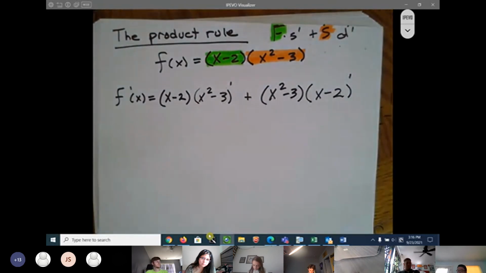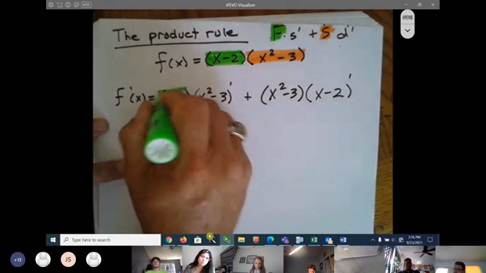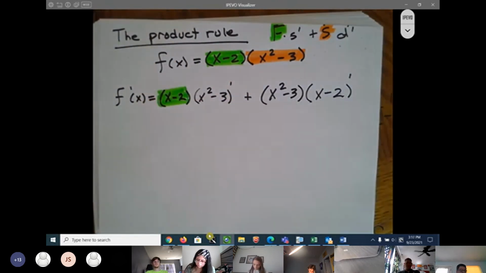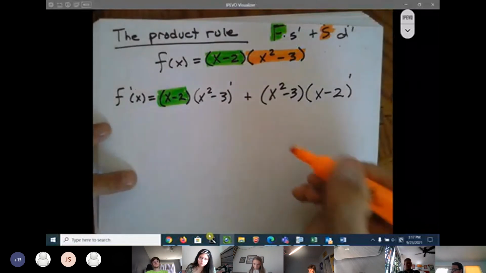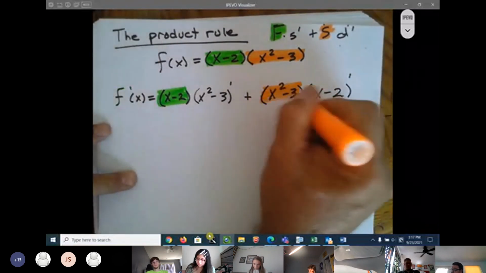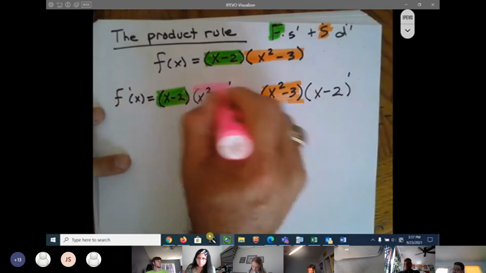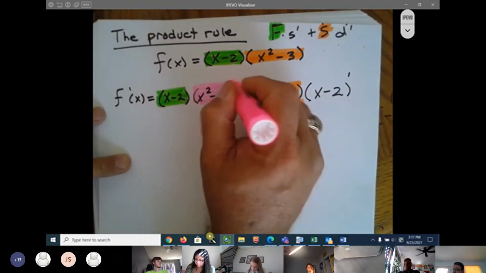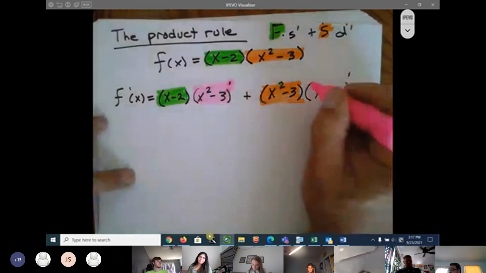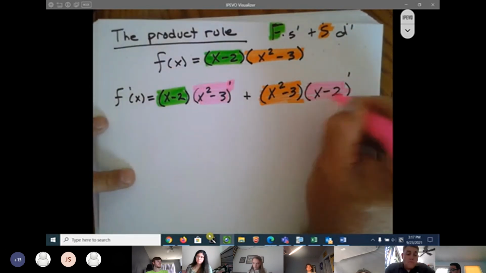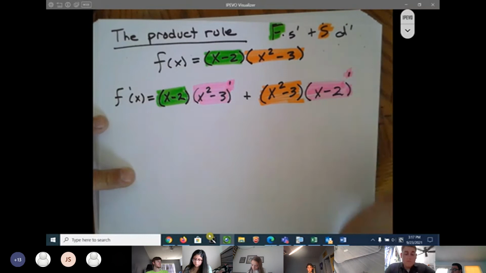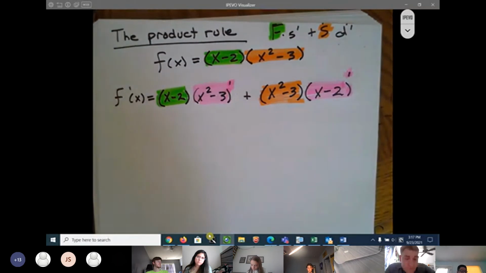And what I'm going to do now is I'm going to color my x minus 2. And then I'm going to color my x squared minus 3. And these two right here, I'm going to color pink, because I'm going to take the derivative of these two right here, because I got a little prime there that tells me to take the derivative. So now in the next step, I'm going to actually do the calculus.